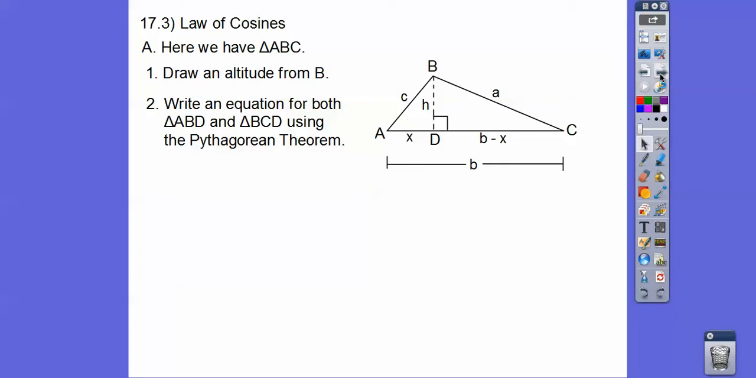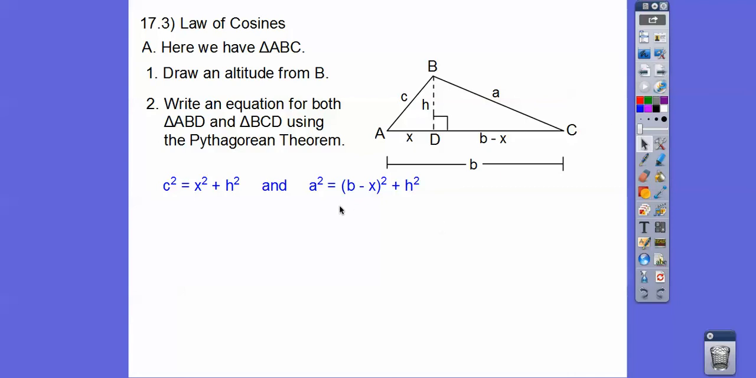Let's use the Pythagorean theorem for this right triangle and this right triangle. Remember, this is the hypotenuse right here, and this is the hypotenuse here. So this squared plus this squared equals this squared, and over here this squared plus this squared equals this squared. Okay, so we get those two equations.